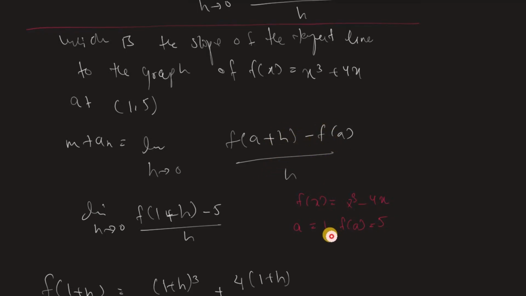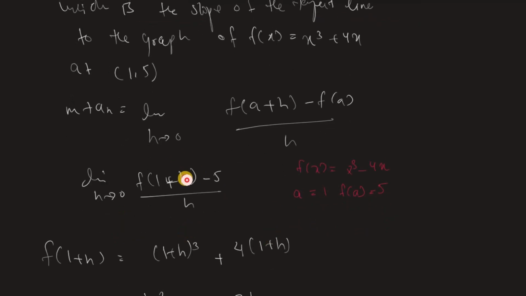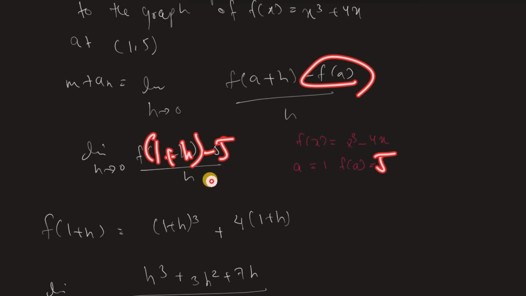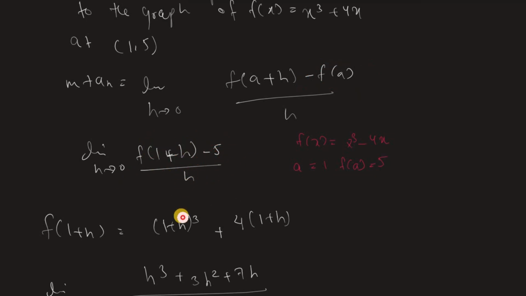Here a is 1, the point that is given to us, and h is approaching 0, but the h is going to stay over there. We have f of a, and f of a is already given to us, that is 5. So now we're simply going to plug our values in: f of 1 plus h minus f of a, which was 5, divided by h. So we get this.